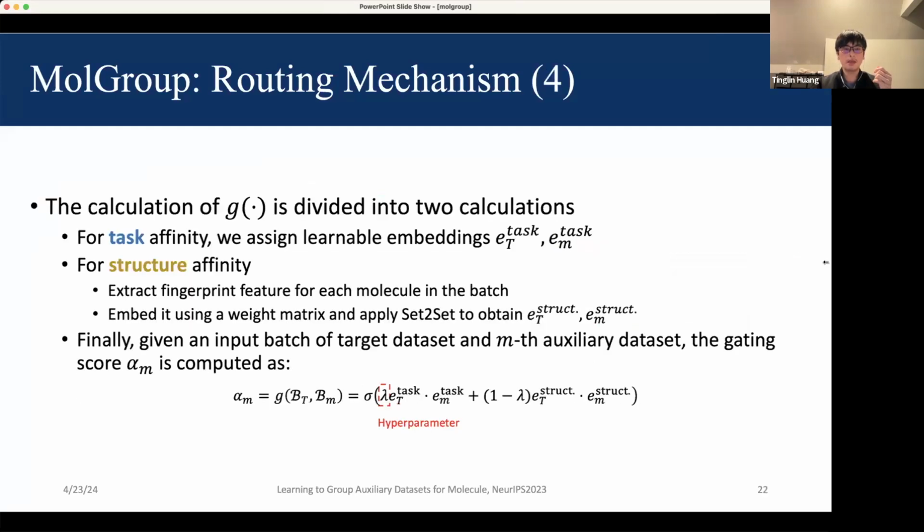Motivated by our preliminary studies, we believe that the gating score should consider the task affinity and the structure affinity. For the task affinity, for each dataset, we assign a learnable embedding. For the structure affinity, we use the fingerprint feature and use set-to-set to obtain a structure representation. We calculate the task affinity and the structure affinity and combine them with hyperparameters.